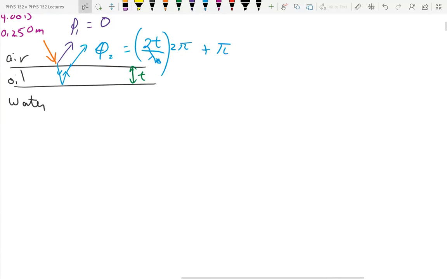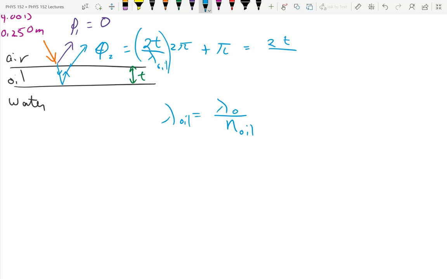Now I'm going to replace the wavelength in oil with the wavelength in air. Oh boy, I should not use O for oil because that looks like the original wavelength. We use a subscript 0 for the wavelength in air divided by the index of refraction of the oil. And so that would be, so that's my phase for the two different paths.